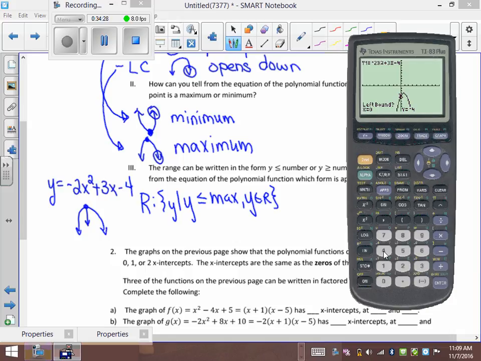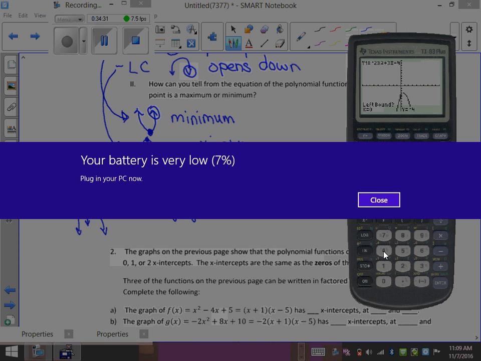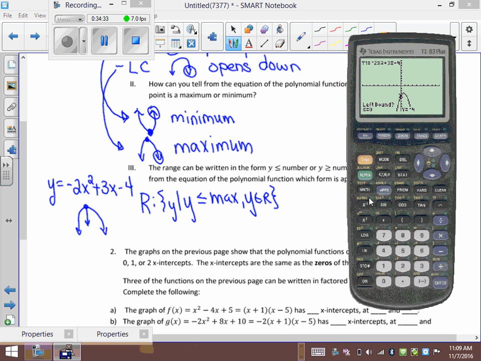It says left bound. What am I going to do? Go on the left side of whatever I'm trying to find. So I'm trying to find the maximum. I need to be on the left of it. I am on the left of it, so I hit enter. Then it says right bound, so I need to be on the right side of it somewhere. Hit enter. And then hit enter again when it says guess. So it's at 0.749983. So do I put that there? That's the x value where it happens.